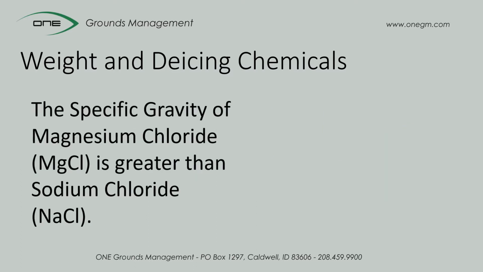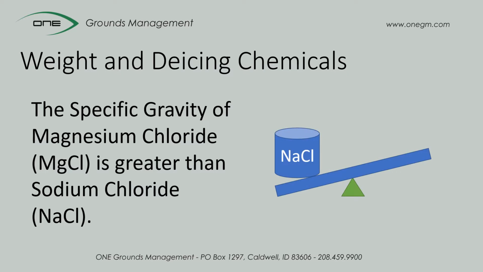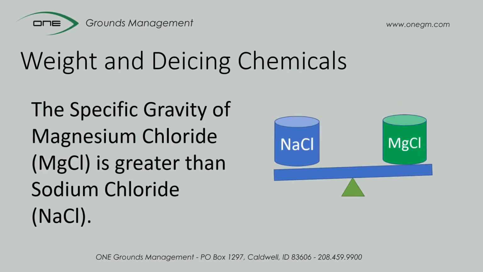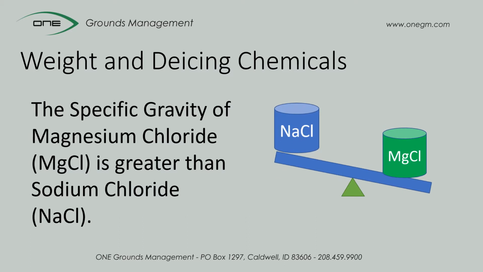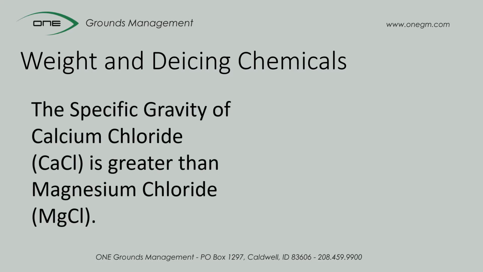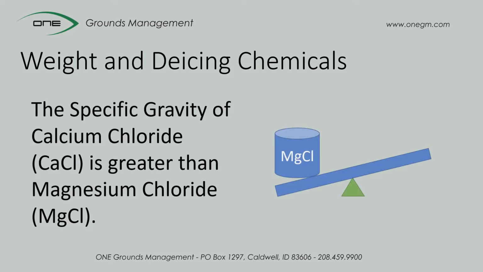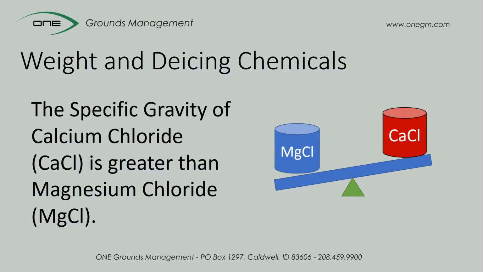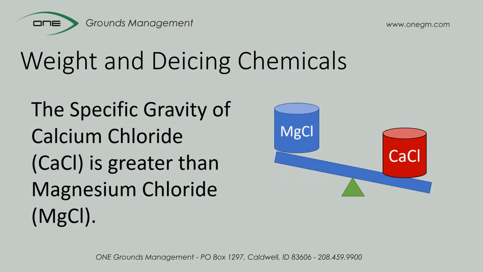As we evaluate the difference between sodium chloride and magnesium chloride, the magnesium chloride solution has a higher specific gravity than that of sodium. Also, calcium has a higher specific gravity than that of magnesium. All of this is important because it helps us to understand how the materials will work together when applied to surfaces.